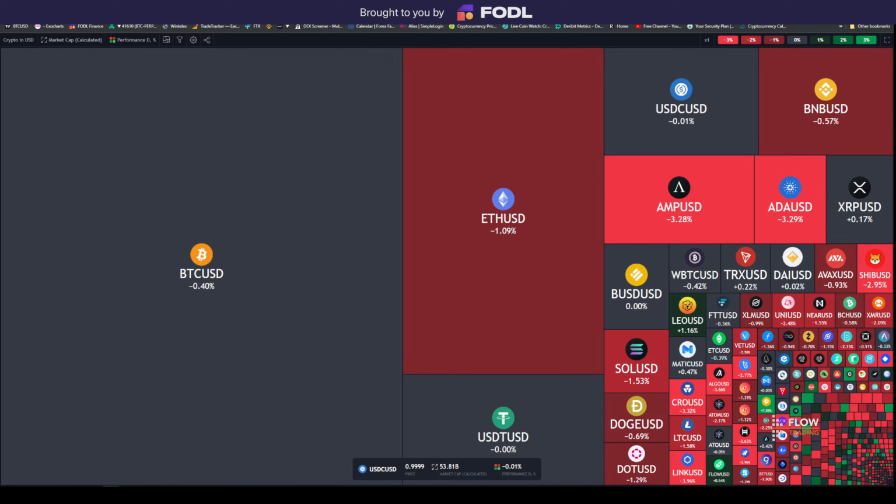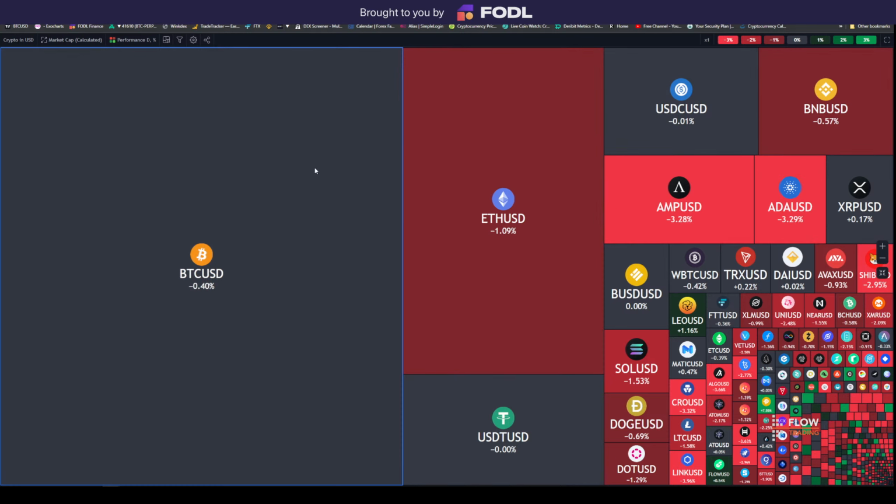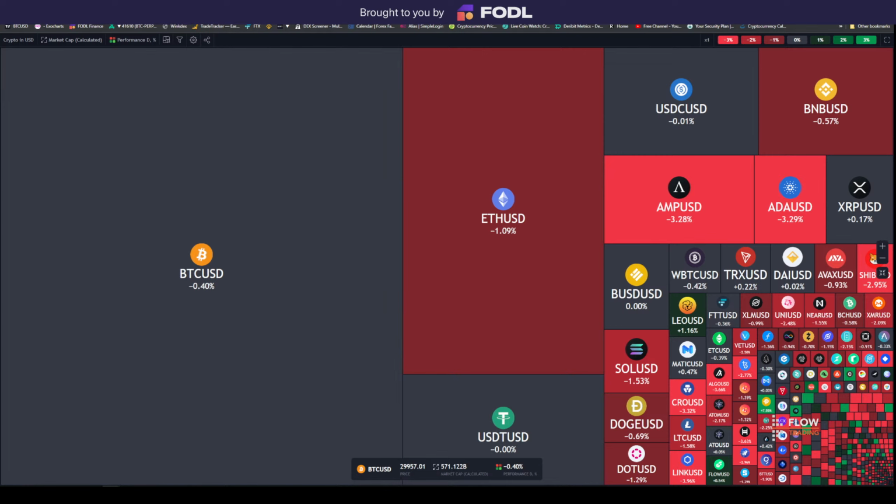So we start off here with the cryptocurrency heat map. You can see that the great majority of it is in the red, some are neutral, and very few are in the green. But generally speaking, everything is kind of going sideways, and perhaps threatening to go down.